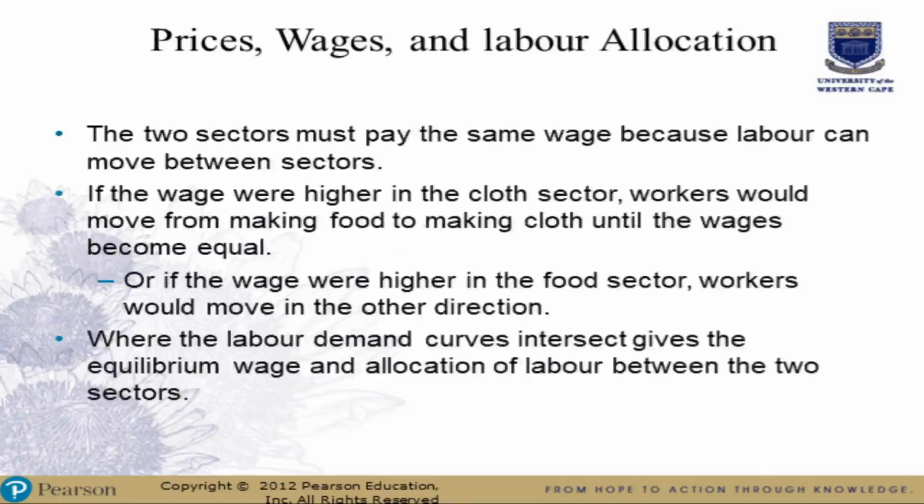The wage rate in both cloth and food sectors must be the same because labor is freely mobile between sectors. This simply means if the wage rate is higher in one sector, workers will move towards that sector as they maximize their earnings. However, this movement of workers will drive the wages down until the wage is the same. The equilibrium wage is determined by the intersection of the labor demand for both cloth and food. Furthermore, the intersection of the demand curves also reflects labor allocation in both these sectors.